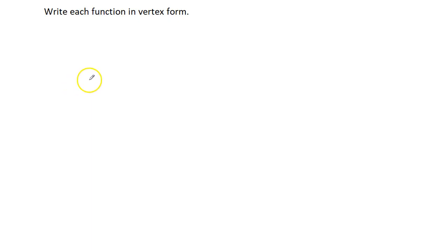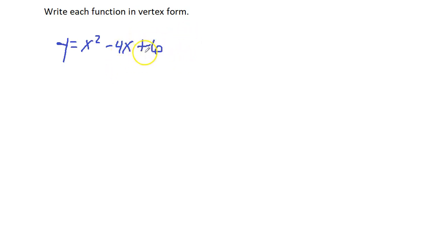Alright, in this video we are going to be writing functions in vertex form. They're going to start in standard form though. So let's get us a standard form equation. So let's see, y equals x squared, let's say minus 4x plus 6.